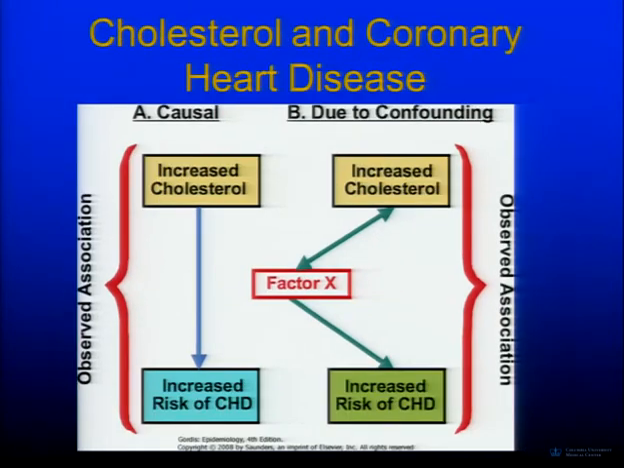Just as an example, you could be looking at increased cholesterol and whether that leads to an increased risk of coronary heart disease. Or is it due to confounding, that the increased cholesterol is related to some factor X? It could be a genetic profile of high cholesterol that maybe independently increases the risk of coronary heart disease. So you're not really seeing this association. It's all fed through this factor X.